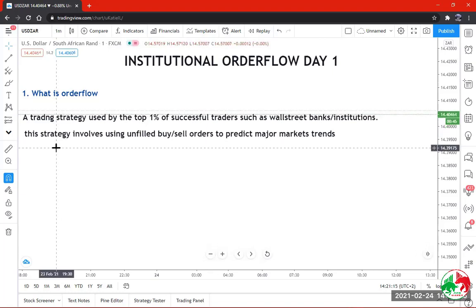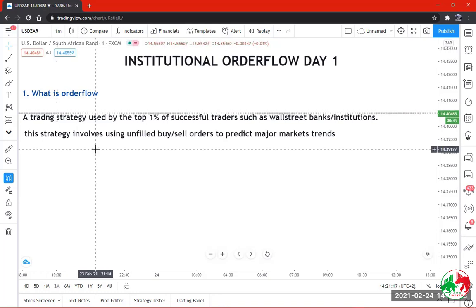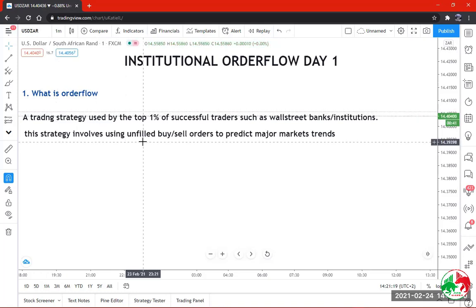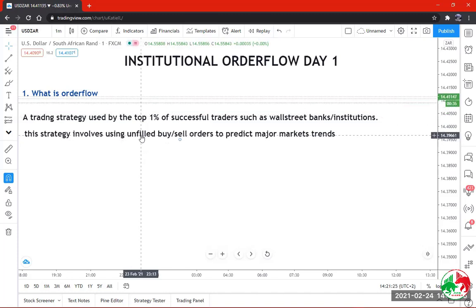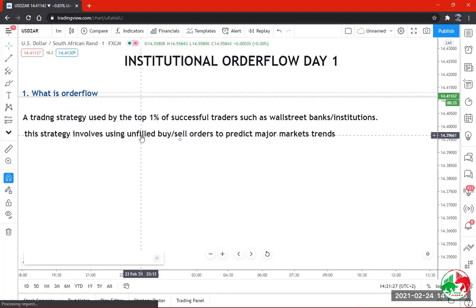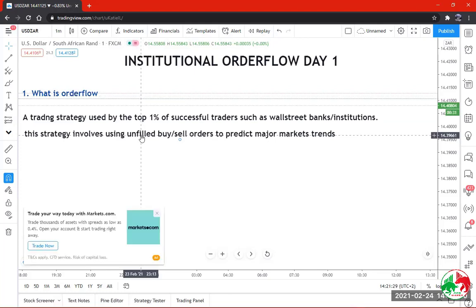So Orderflow is a trading strategy that involves using unfilled buy and sell orders to predict major market trends. Basically, we use the strategy to predict market trends, reversals and continuations before they happen.